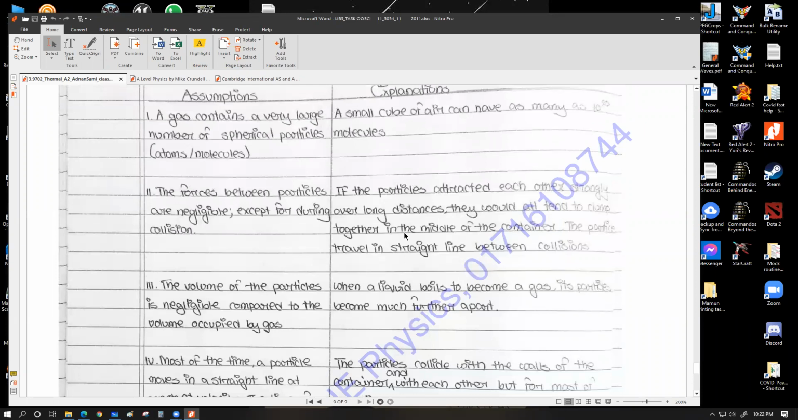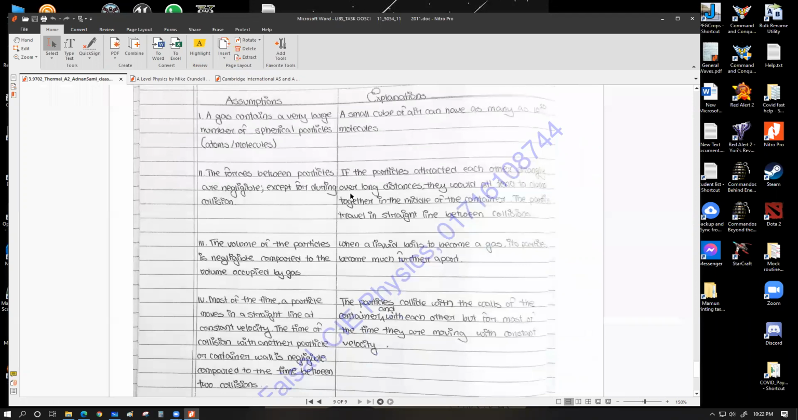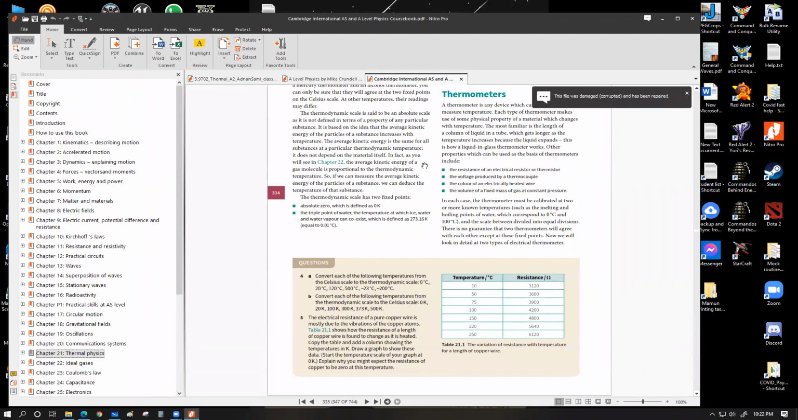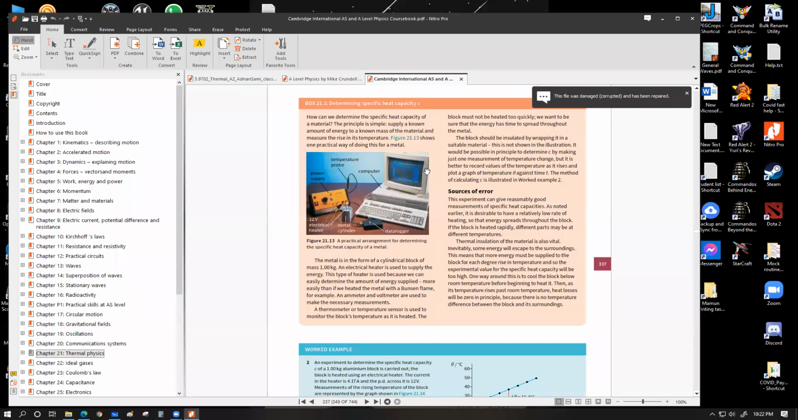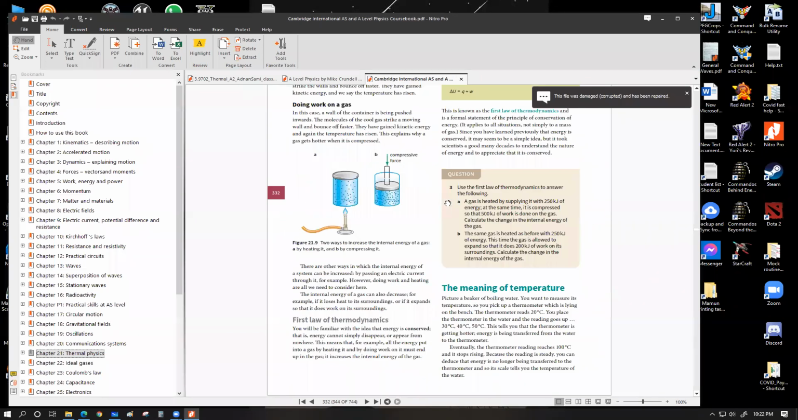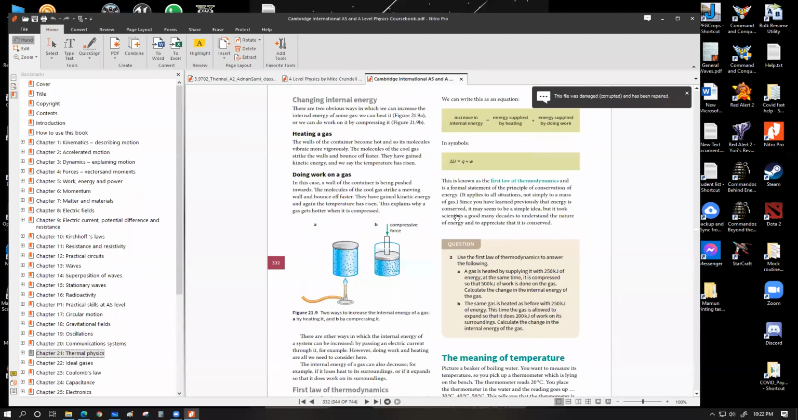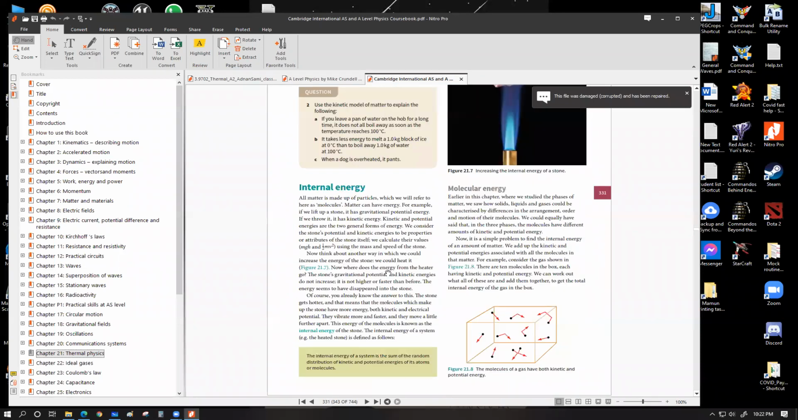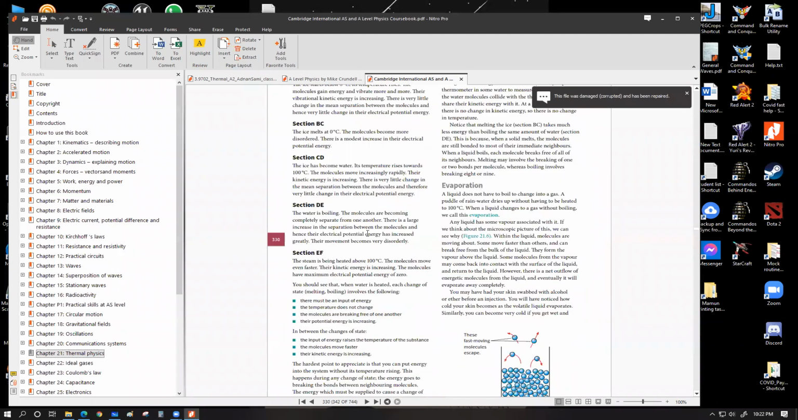There are a good number of assumptions over here, and these things are explained over here as well. There is a certain table for this, I think, in your book as well. If I go to your book, ideal gas assumptions, do we have that? The meaning of temperature is very important. You should read this from your book. What do we mean by that? It's an important concept.